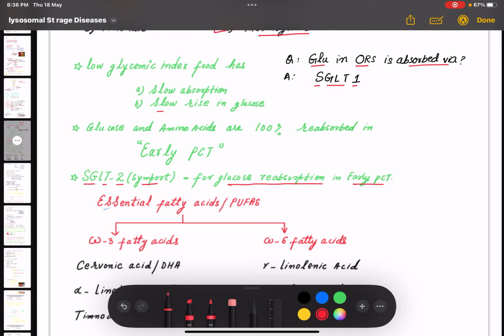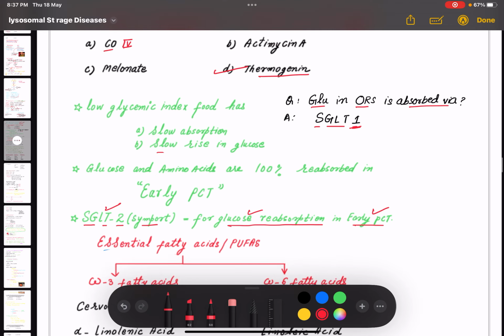How to remember, guys? This SGLT2, we have two kidneys, okay, and we have one gastrointestinal system, and in the GIT we have SGLT1. SGLT2 is present in the kidneys, and it is responsible for glucose reabsorption in the early PCT, and glucose in ORS is absorbed via SGLT1. Hope this is clear.